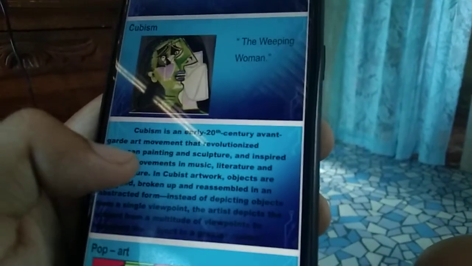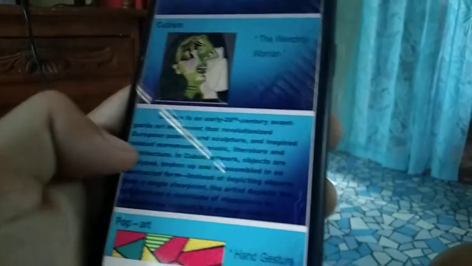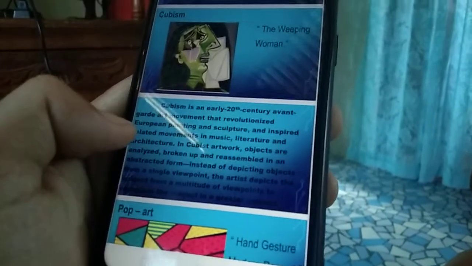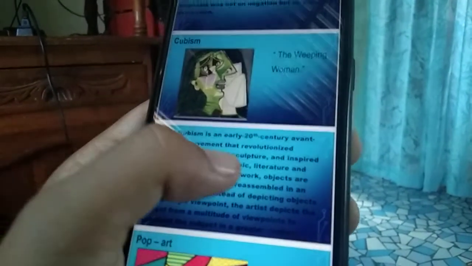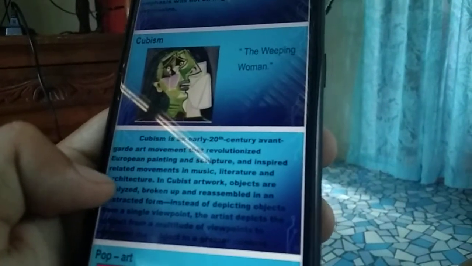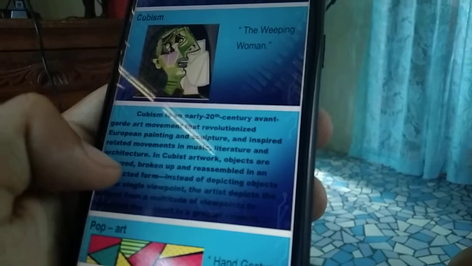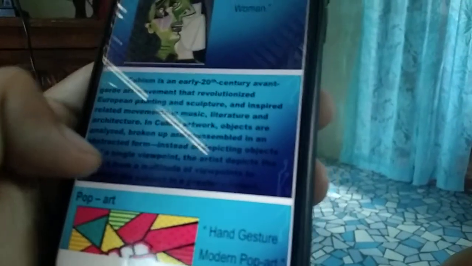Cubism. An early 20th century avant-garde art movement that revolutionized European painting and sculpture and inspired related movements in music, literature, and architecture.